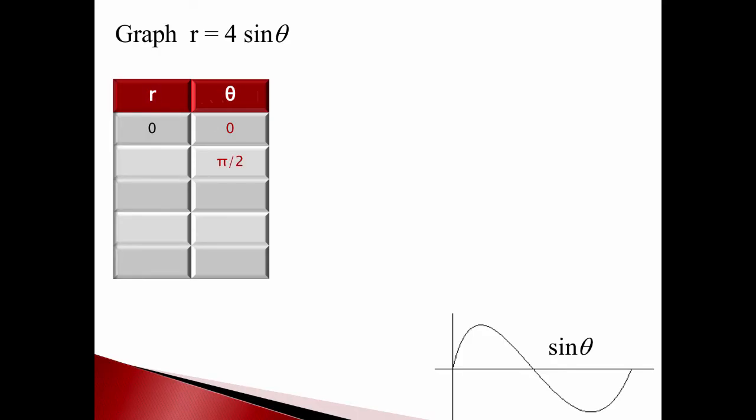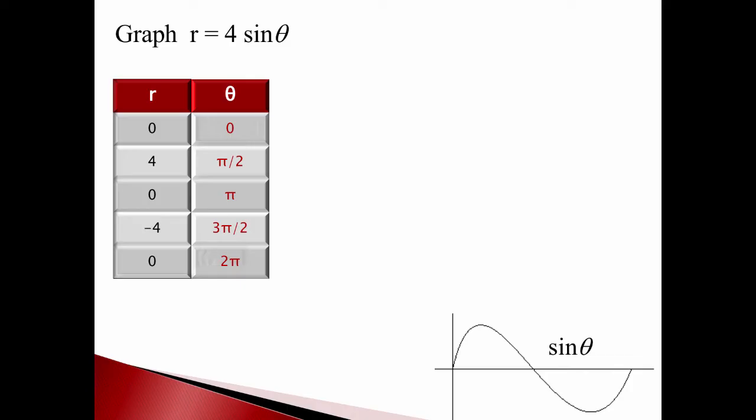Next, theta is pi over 2, let's say. If I plug pi over 2 into here, sine of pi over 2, well, that's increased all the way to 1, so I get 1 times 4, which is 4. If I try pi, well, sine of pi is back to 0 again, so r is equal to 4 times 0. At 3 pi over 2, sine has dropped to negative 1, so I'll get negative 4 for my r. And by the time I get back to 2 pi, sine of 2 pi is 0, so r's back to 0 again.